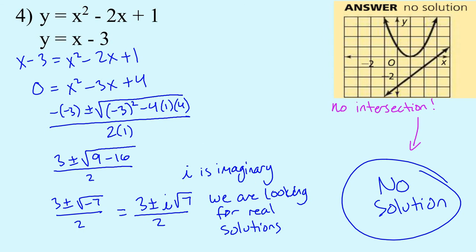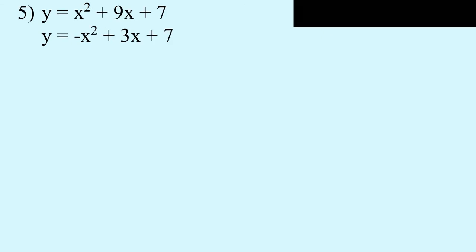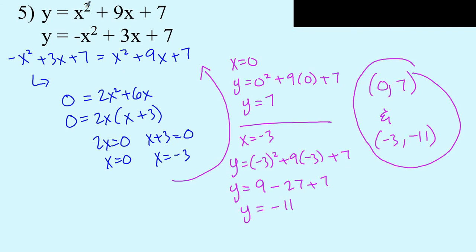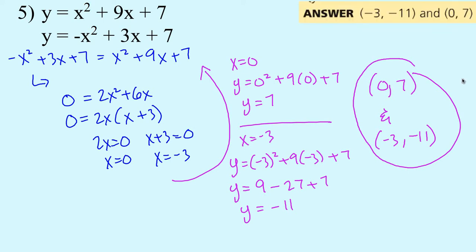All right, let's do one more. Why don't you guys try this one? Pause it, give it a whirl. Here is my work for this problem. I go and double check my answer. Bam, I got the same thing. It does not matter the order you write your solution. Doesn't matter, just write them, as long as you have 0, 7 and -3, -11.